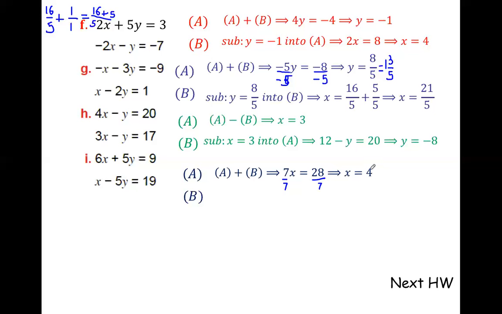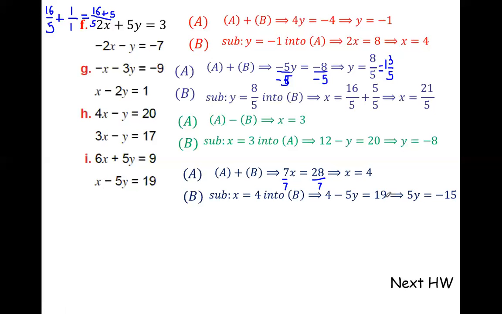And 28 divided by 7 is just 4. Now that I've got my 4, I'm going to plug it into A probably. Oh no, put it into B, because there's less multiplication to do. But you need to watch, you've got negative here though. So 4 minus 5y equals 19.